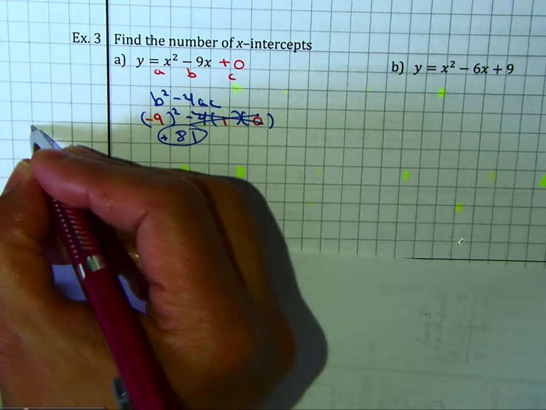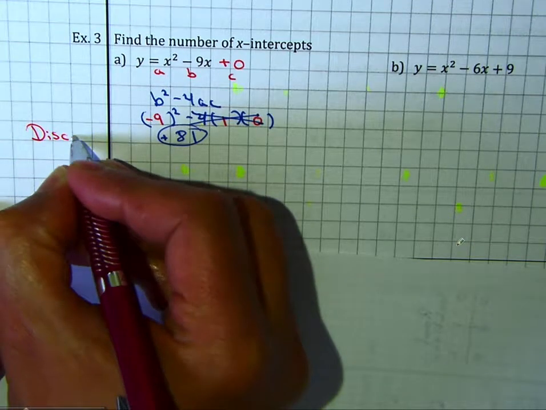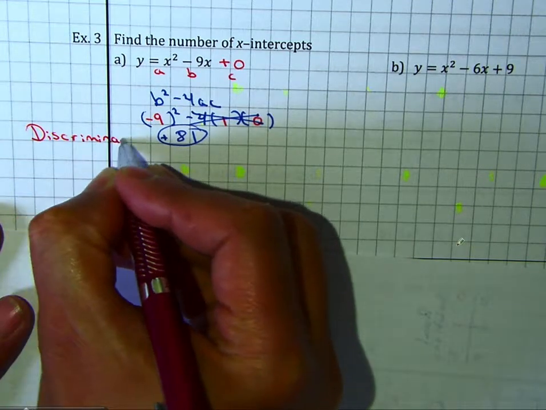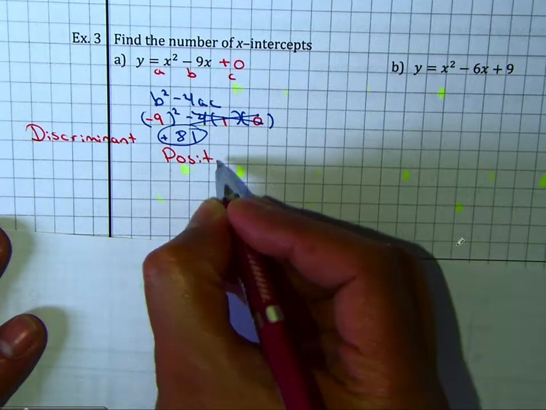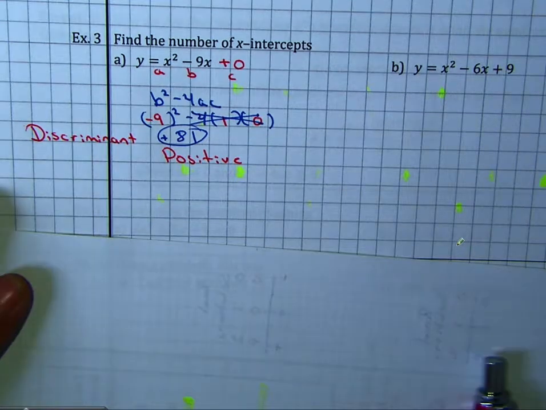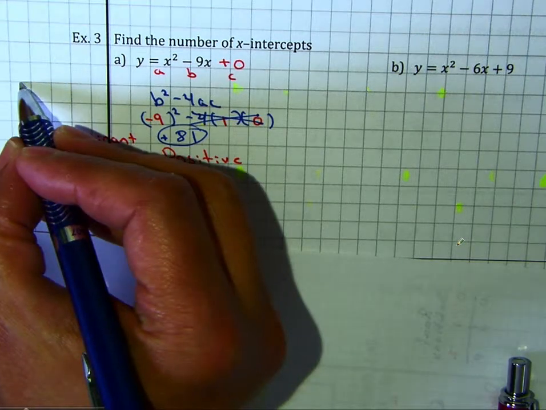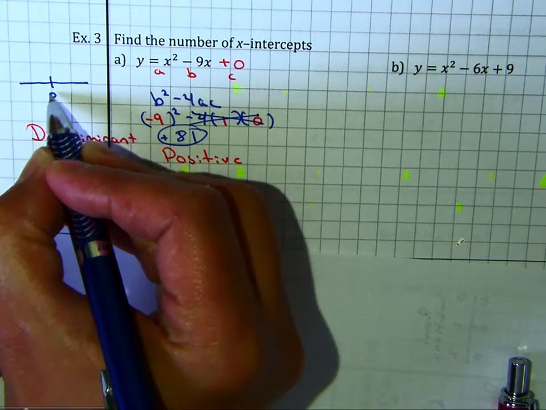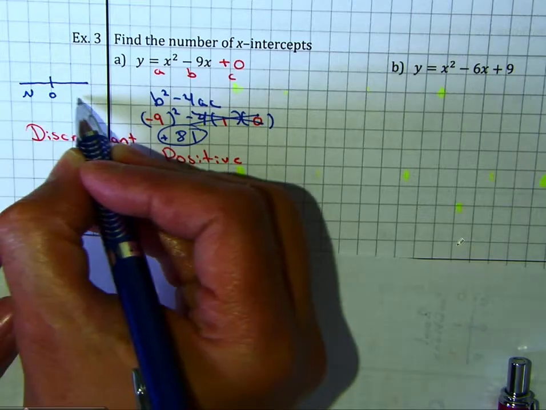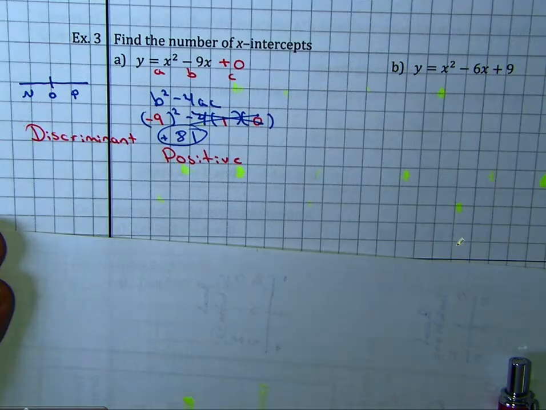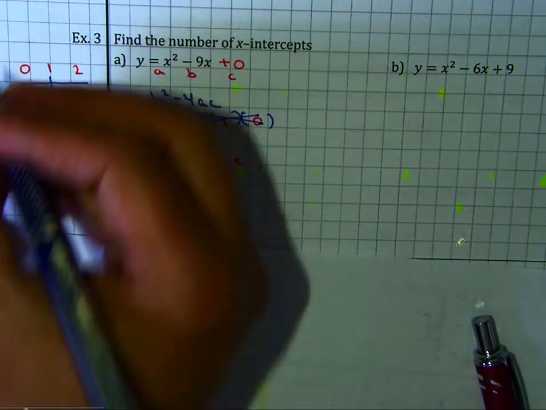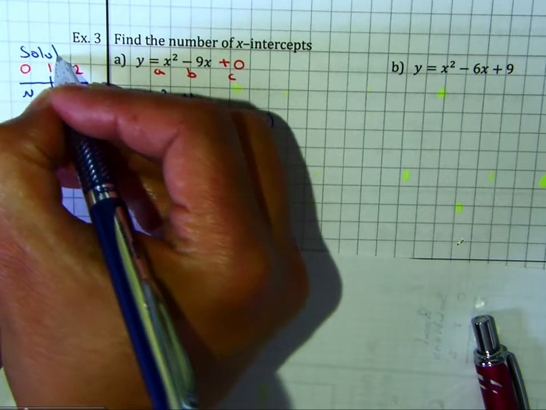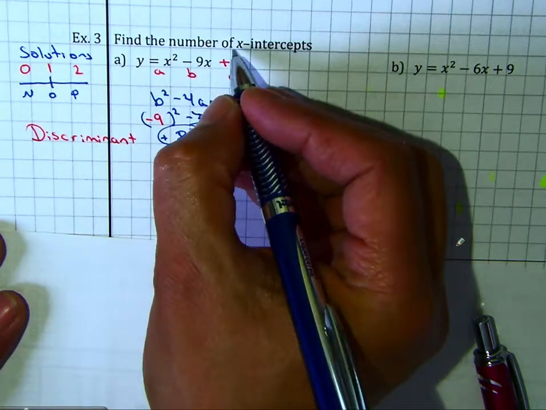Let's write down discriminant. Is it positive? So how many solutions does it have? Remember, the best way to memorize it is to place a number line. You have your 0, negatives on the left, positives on the right, and we write down 0, 1, 2 solutions. Real solutions, but in this case we're looking for the x-intercepts.